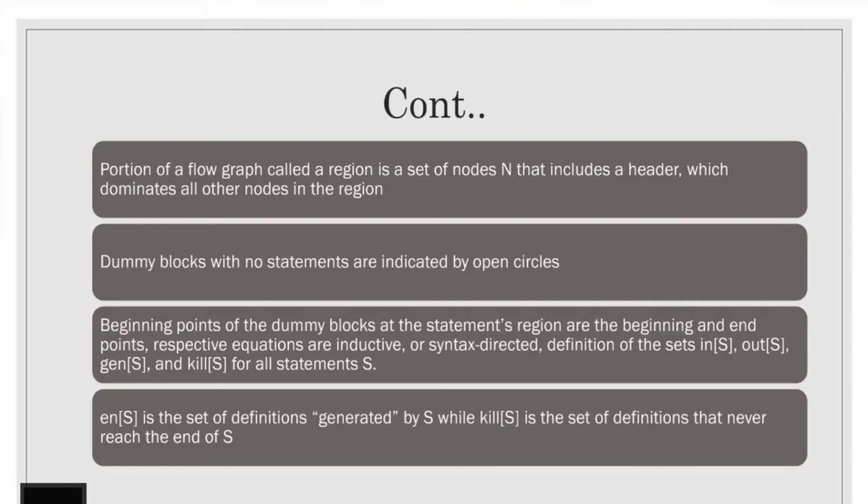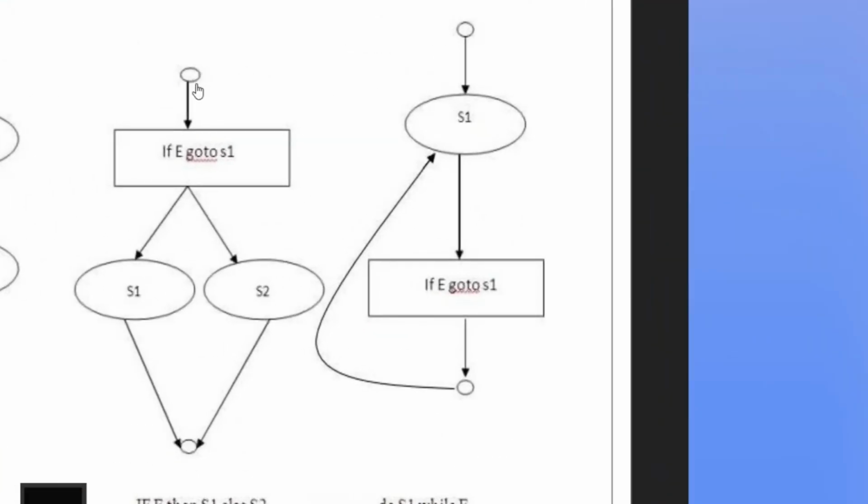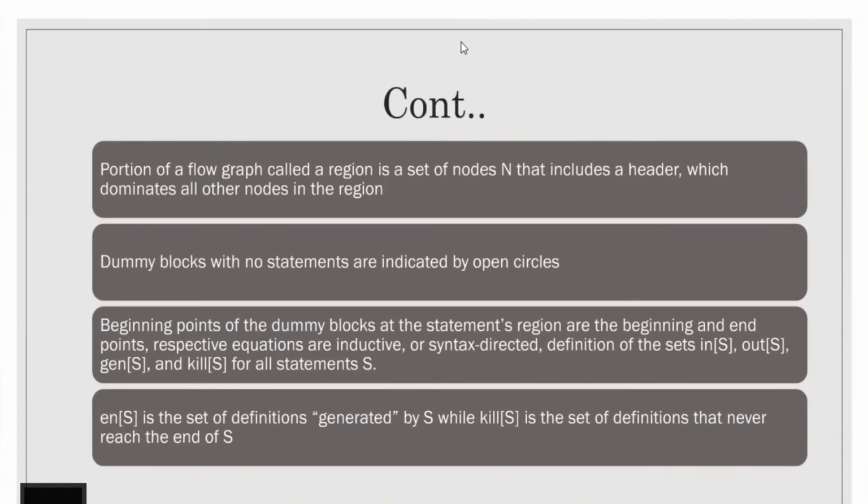And there are dummy blocks. Dummy blocks have no statements in them and are indicated by open circles. See here in this flow graph, these are called dummy blocks. So here there are no statements. Beginning points of the dummy blocks at the statements regions are the beginning and end points.